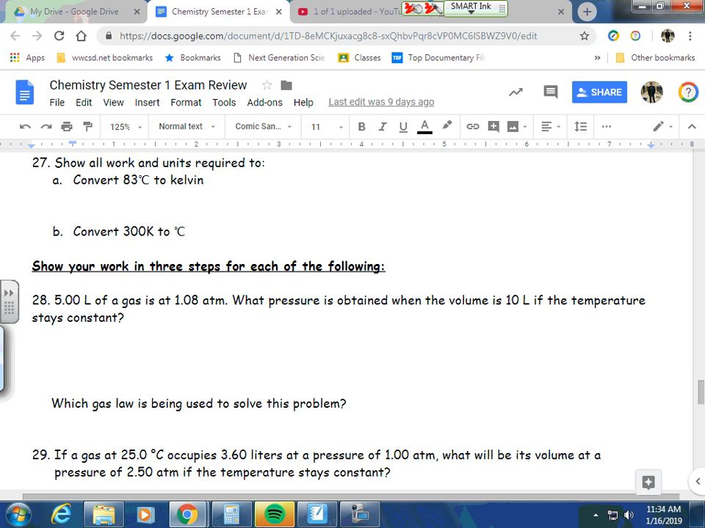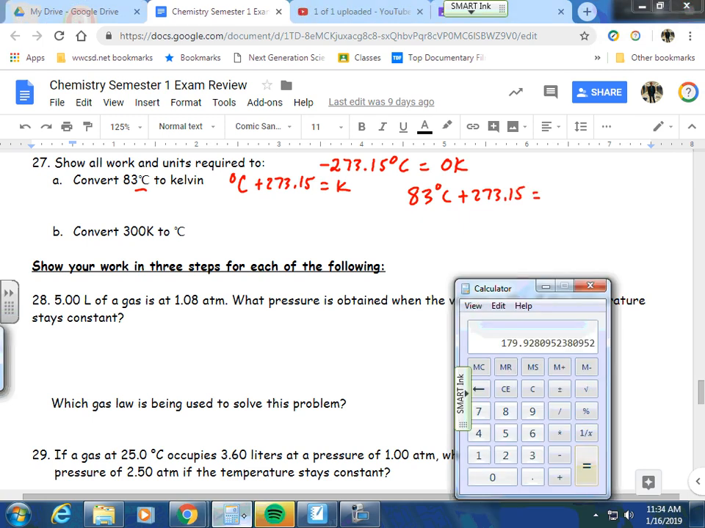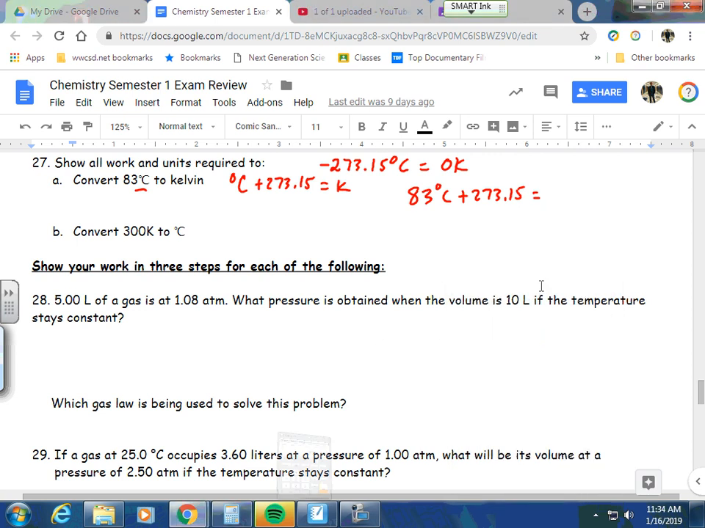Okay, so conversions. We know that if we take degrees Celsius, the coldest possible temperature is negative 273.15 degrees Celsius. We know that's equal to absolute zero in Kelvin. That means if I just add 273.15 to whatever the Celsius temperature is, I'll get Kelvin. So in this first one here, they're giving me Celsius. So I'm just going to add 273.15 to that. And if I do that, I'm going to get 83 plus 273.15, and I'm going to get 356.15.